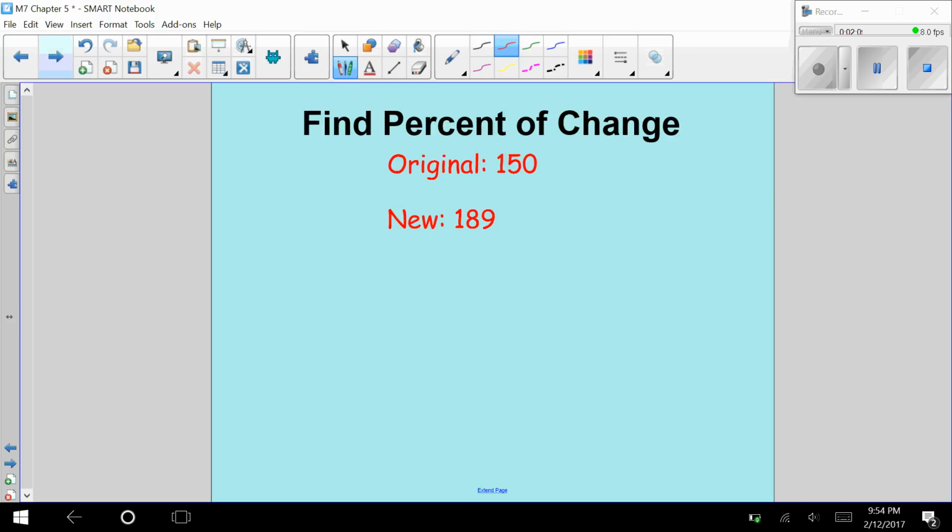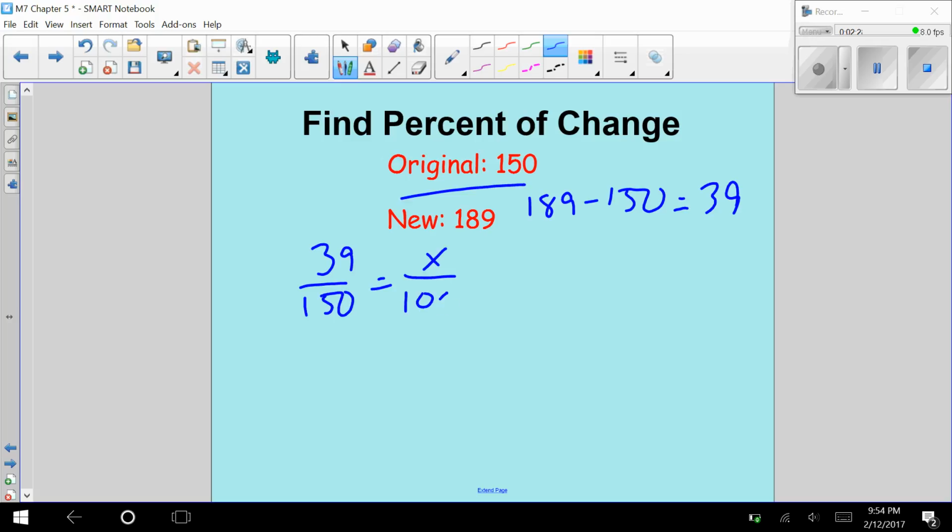Now we're finding another percent of change. We take bigger minus smaller, so 189 minus 150, and we get 39. We take amount of change, which is 39, over original, which is 150, equals x over 100. Cross multiply and divide, and we'll get 26%. Notice that from the original to the new, it goes up. So again, it is an increase.